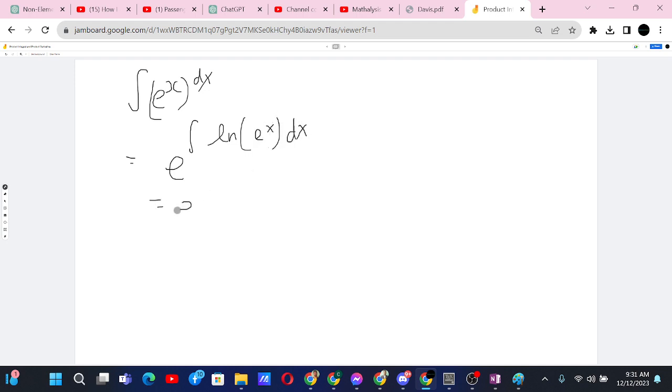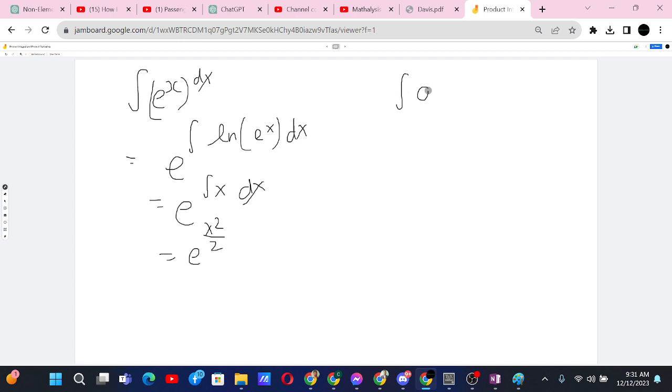And now that will be e to the power integral of x dx. So the product integral of e to the power x is e to the power x squared by 2. Let's try another as well. Let's try the integral of, let's say, a to the power x.